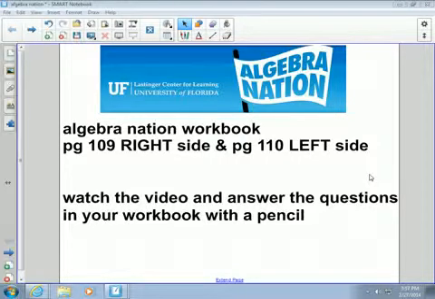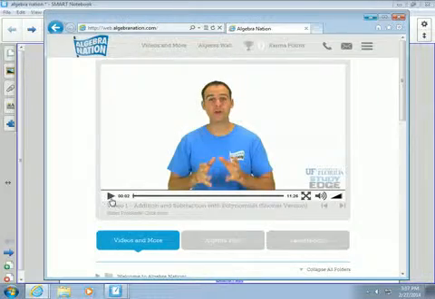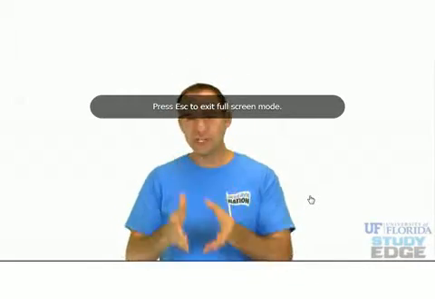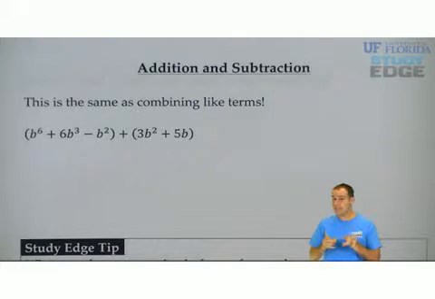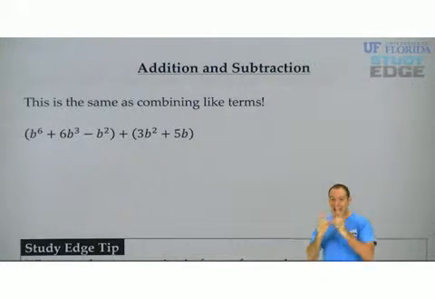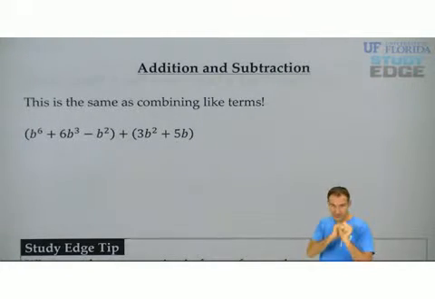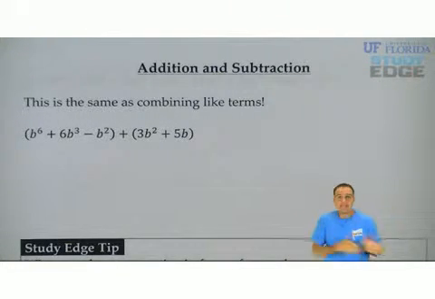In this video, we'll cover the right side of page 109 and the left side of page 110. It's going to be adding and subtracting polynomials, which is just like combining like terms. Remember, to combine like terms, they have to have the same variable and exponent. Remember that. So we got adding and subtracting.